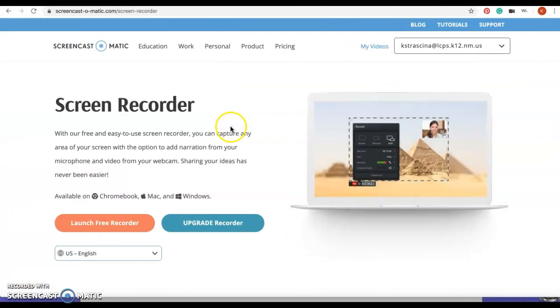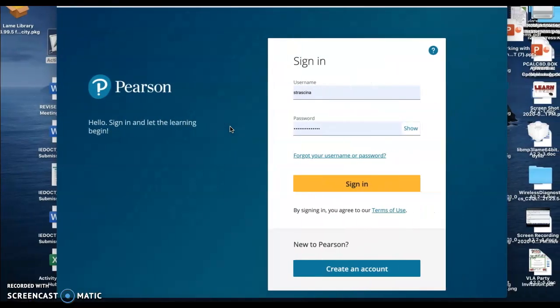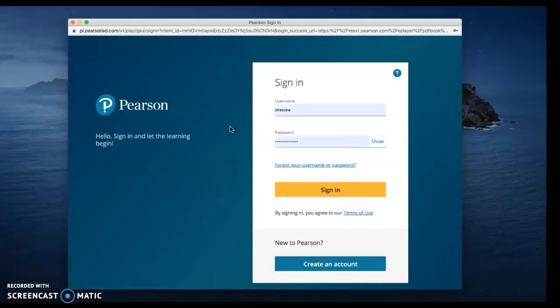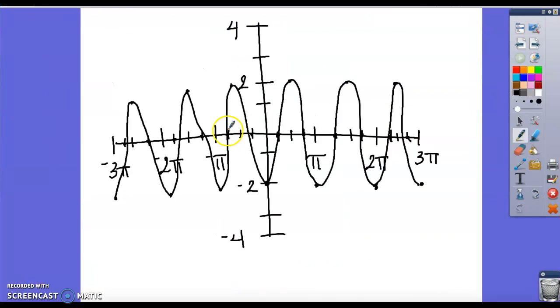So when you do these, you need to do these without using your calculator. But you can check.